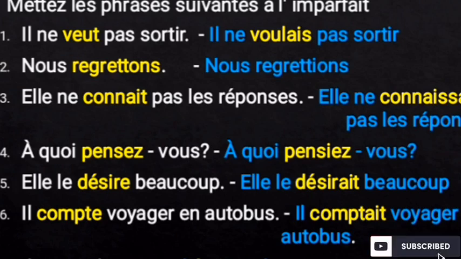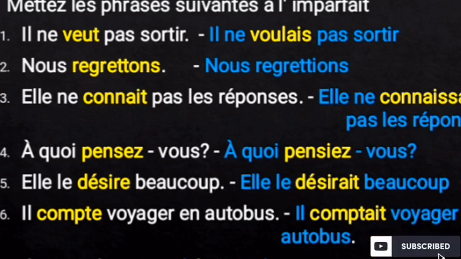À quoi pensez-vous? À quoi pensiez-vous? Elle le désire beaucoup. Elle le désirait beaucoup. Il compte voyager en autobus. Il comptait voyager en autobus. Il est 6 heures. Il était 6 heures. So you see, this is how you go about it.